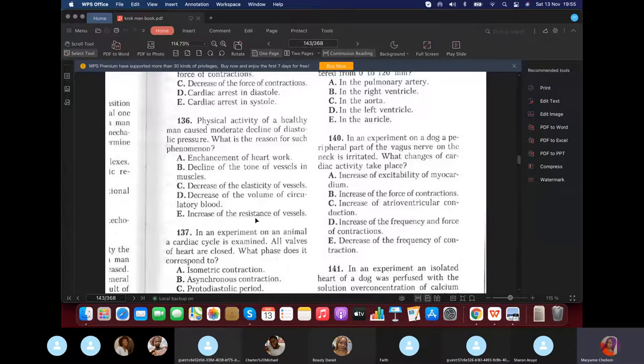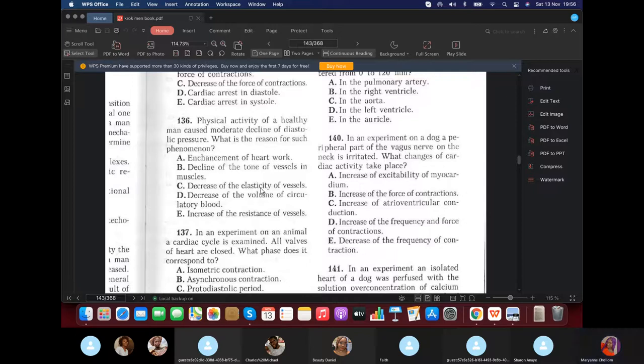136. Physical activity of a healthy man causes a moderate decline of diastolic pressure. What is the reason for this phenomenon? For diastolic pressure, we should be thinking about the arteries. If there's enhancement of heart work, the heart is pumping more. That's systolic pressure, so we're not even talking about systolic.